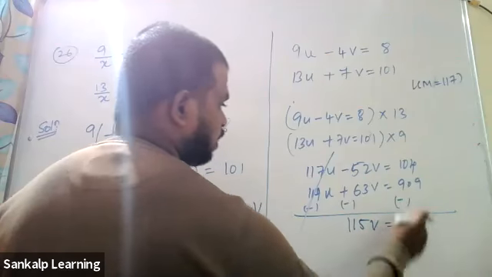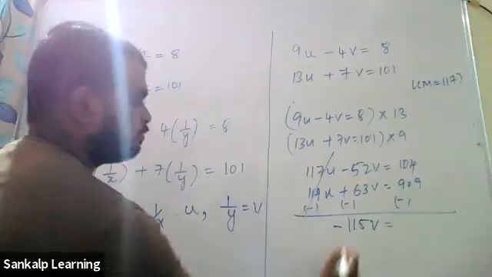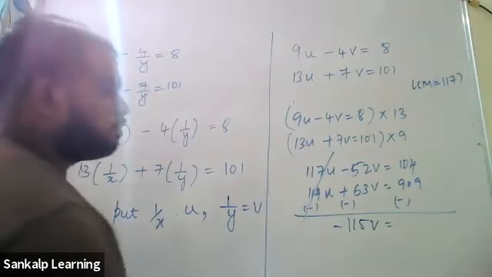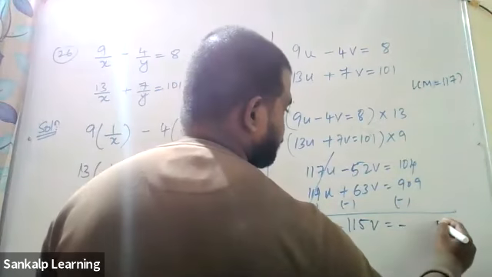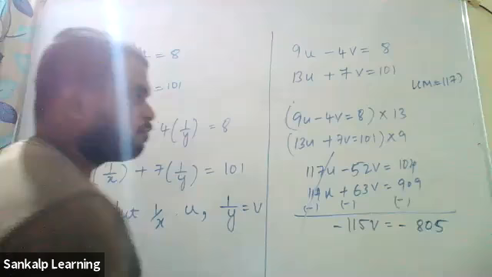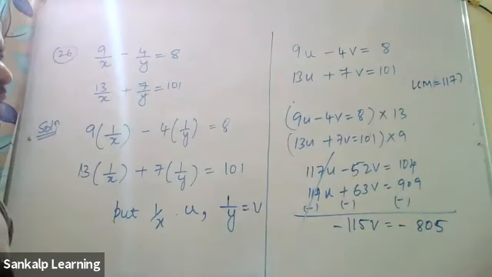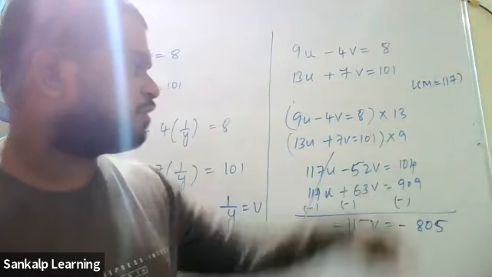Minus 115v equal to what will this be? Minus 115v equal to minus 1013, sir. Yeah, 805. Why is it 1013? We have to subtract it, right? Here plus is there, the new sign is minus. Both are different, so you have to subtract it. Sir, minus 805. Yeah, minus 805.